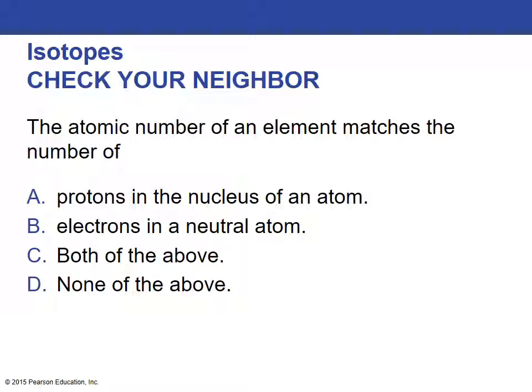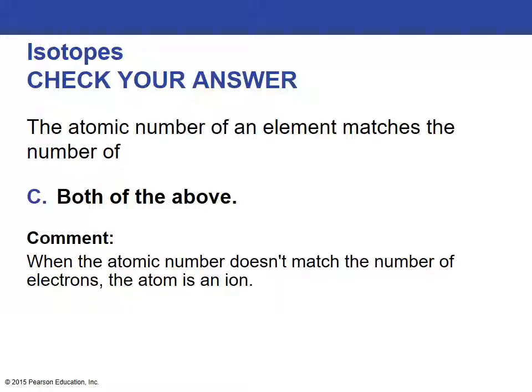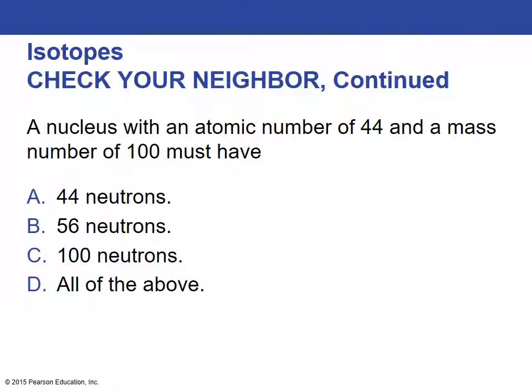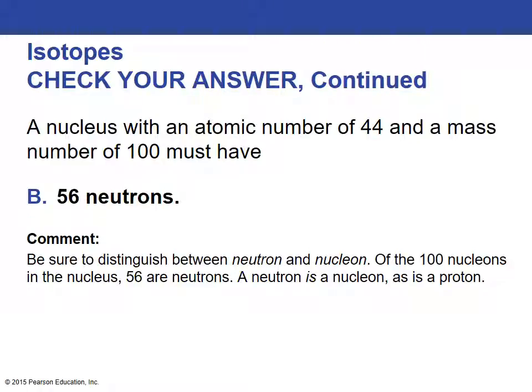So here's your question, the atomic number of the element, what does that indicate? It indicates both the protons and the electrons. And if they don't match, then that makes that atom an ion. Here's another question for you. And the answer would be 56 neutrons. Don't confuse the idea of a neutron with a nucleon. Two different things.